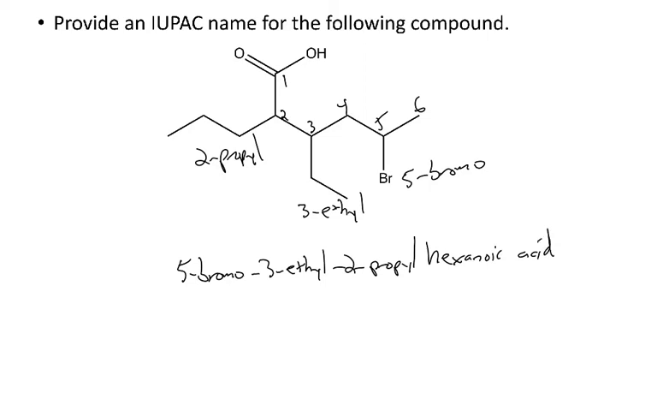Again, I don't need to give a 1 for the position of the carboxylic acid because that's understood. And then finally, while I do have a number of chiral centers, since they didn't indicate the stereochemistry in the drawing of the figure, I can't possibly give the R and S configurations.